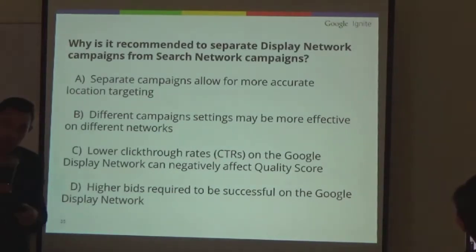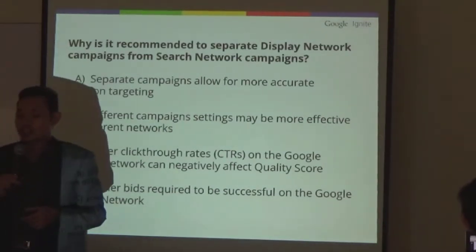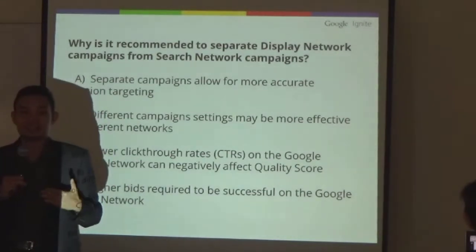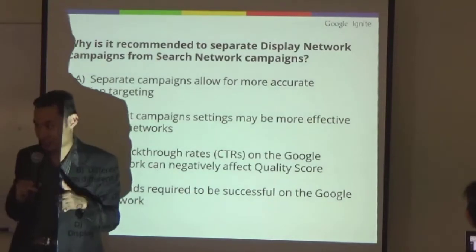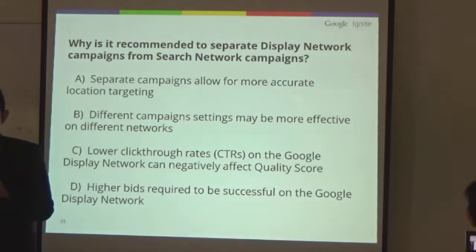Now, C is definitely out because in GDN, quality score is not dependent on CTR, unlike search. I'm going to talk about that in a few slides.